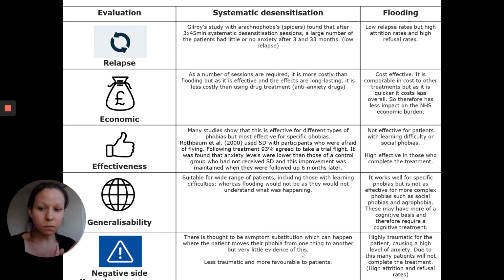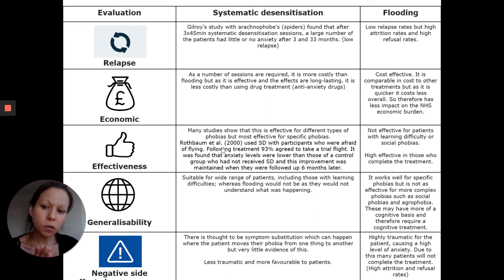We know that because systematic desensitisation is far less traumatic, we have fewer people saying no to it. We have a lower attrition rate, so lower dropout rate, and yet it is effective. And the relapse rates are low. Most people that have this treatment and see it through, even when we go back months or years later, their anxiety levels towards the thing that they were afraid of, phobic of, are very low. And there's a couple of studies that have included, like Gilroy there and Rothbaum there, which support that. Always good to have that supporting evidence, isn't it? That's why I've included a couple of studies.